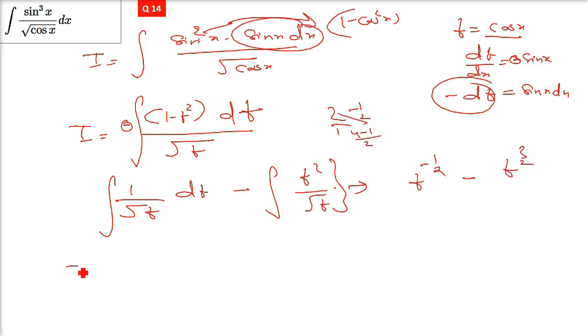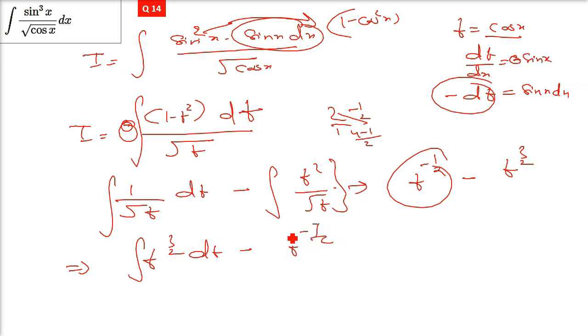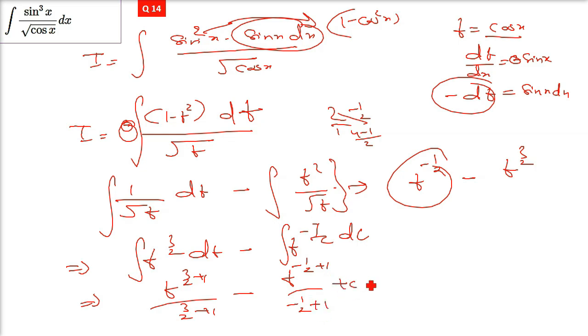So this negative sign, as I told you, we will just use it. t raised 3 by 2 dt. This is t raised minus half, so t raised minus half integration here with a dt. So this will form t raised 3 by 2 plus 1 by 3 by 2 plus 1, minus t raised minus half plus 1 by minus half plus 1, plus constant of integration of course.